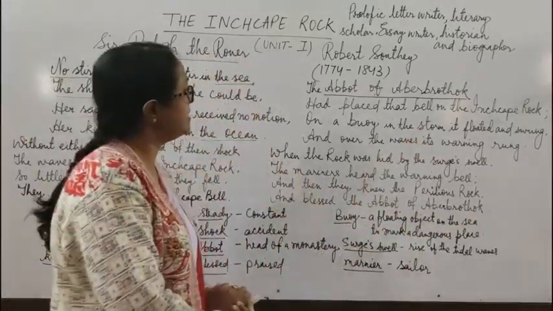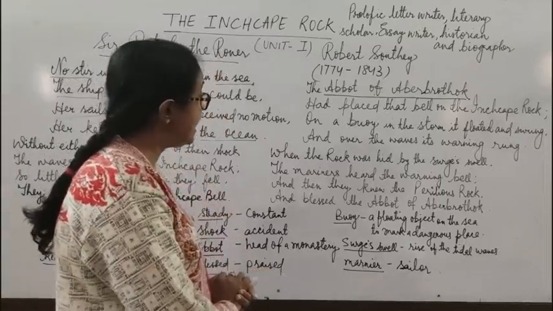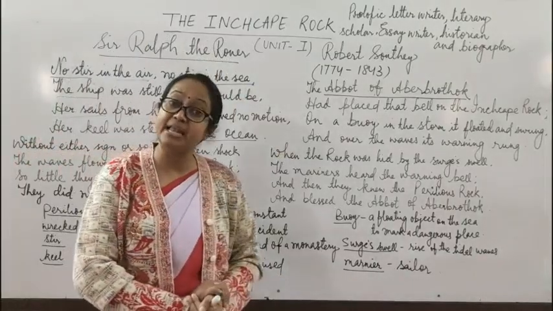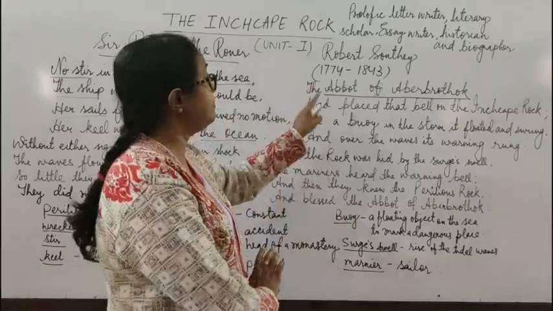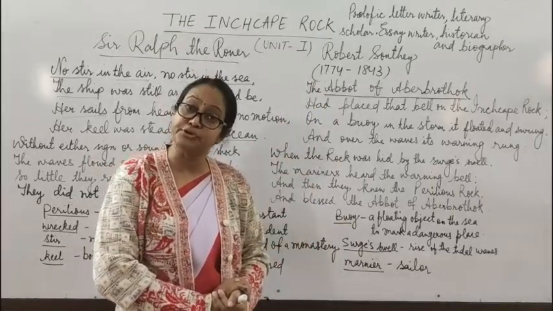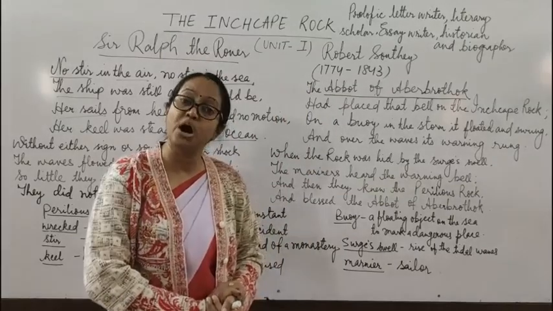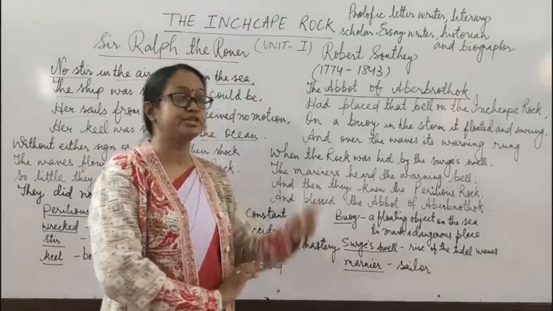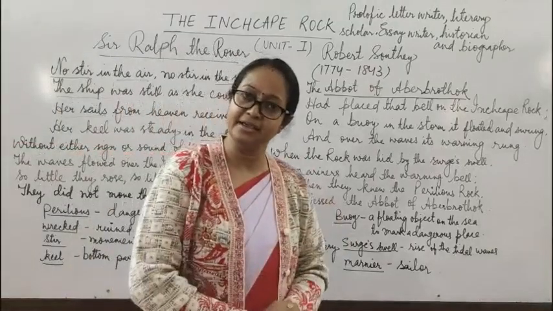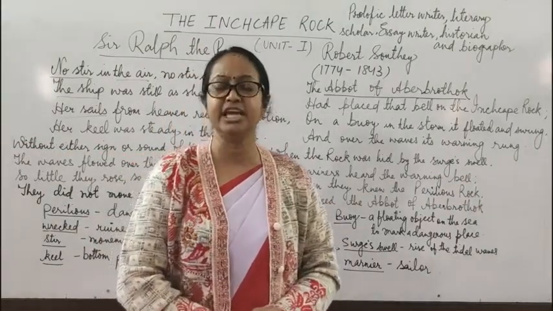Clear? The second question: why did the abbot place a bell on the Inchcape rock? The abbot of Aberbrothok placed a bell on the Inchcape rock so that the mariners or the sailors could easily be warned and make out the dangerous rock nearby. Clear? So with this, we pause with unit 1, the Inchcape Rock.